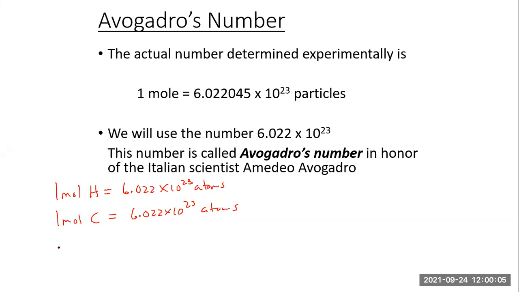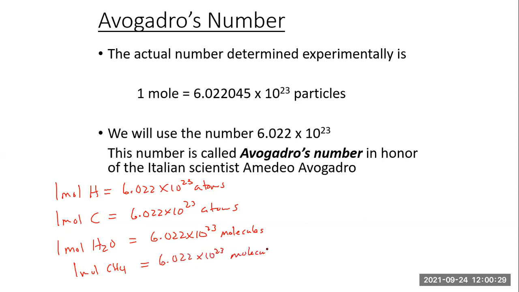You could also use it for something like water. 1 mole of water would contain 6.022 times 10 to the 23. But water is not an atom. Water is a molecule. So we change the units on it. If you had 1 mole of CH4, which is methane, it also would contain 6.022 times 10 to the 23 molecules of methane. What do we use Avogadro's number for?